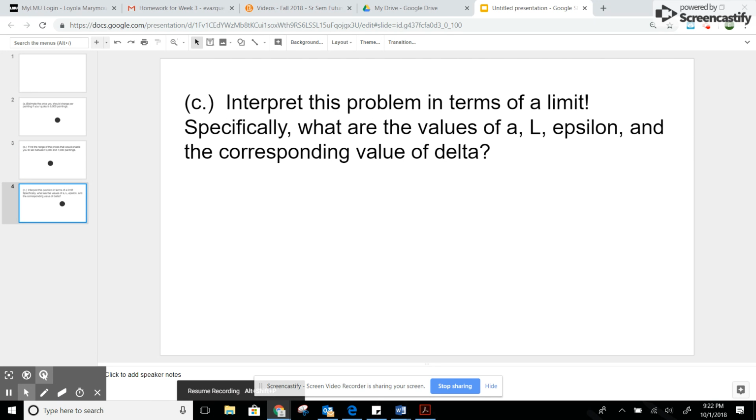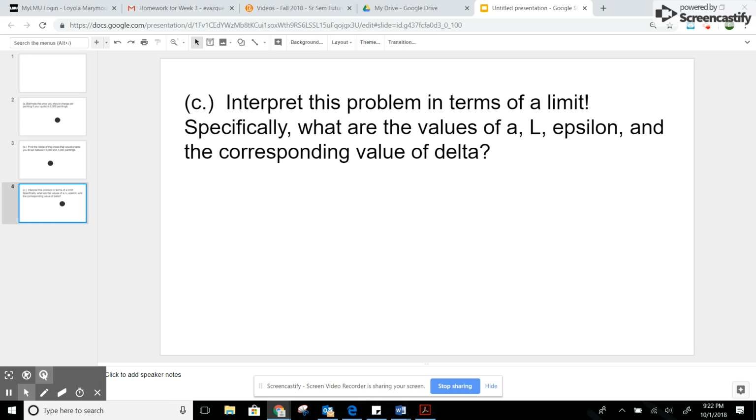For this last question, I'm not going to write out everything, but this one is asking you to interpret this problem in terms of a limit. Specifically, what are the values of A, L, epsilon, and the corresponding value of your delta? This problem varies a little from your regular limit because they are asking about specific values. To calculate the answers above, there was no definition of a limit that I used for either A or B. I just did a little bit of algebra 2, I guess, to find those values.